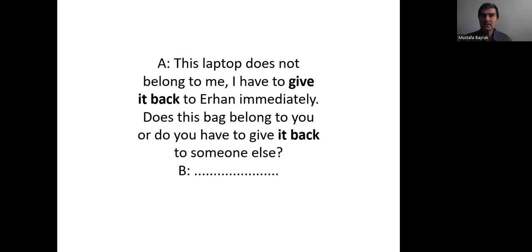This laptop does not belong to me. I have to give it back. I have to return. Okay? I have to give it back to Erhan. I have to return it to Erhan immediately. Does this bag belong to you or do you have to give it back to someone else? It doesn't belong to me. I have to give it back to my neighbor, Mr. Brady.